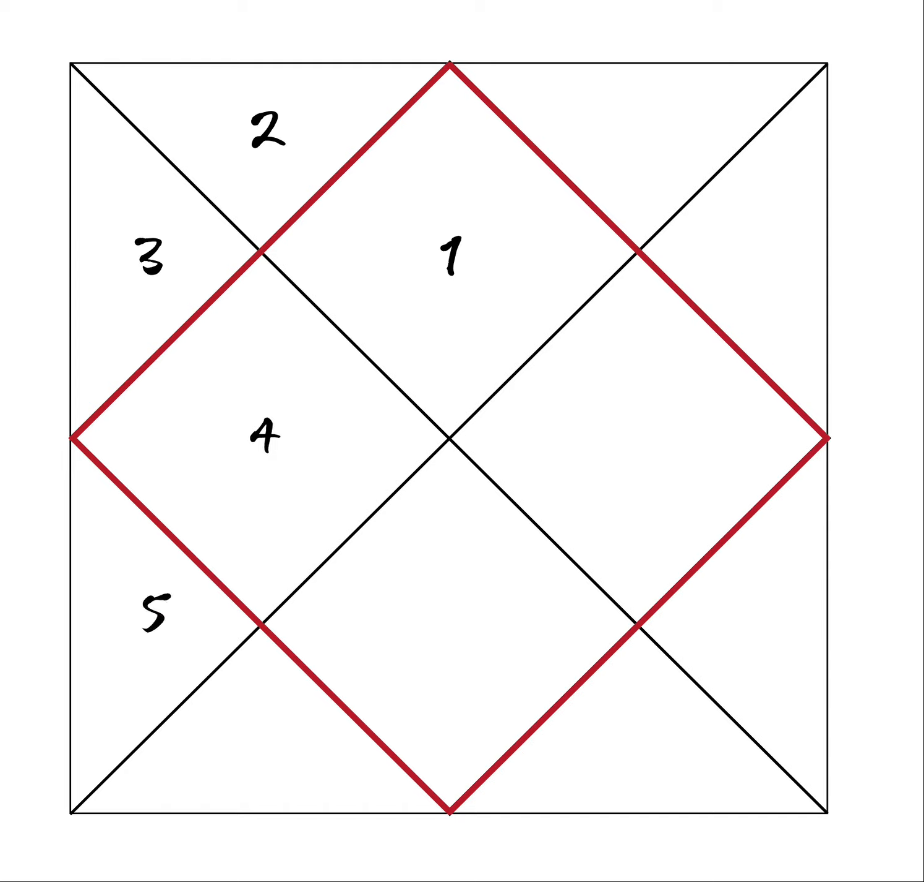5, 6, 7th house is directly across from the first house. 8, 9, the 10th house is directly across from the 4th house. 11 and 12, and then you would go back to 1. So those are the houses in a North Indian chart.